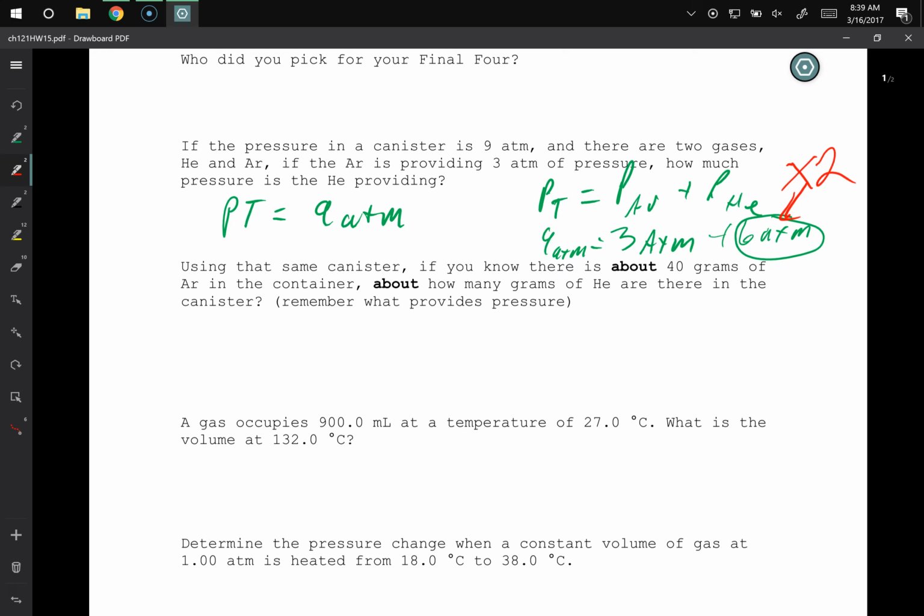So why is this helium providing 2 times the pressure? There's twice as many of them. That's the only reason, because they're in the same container. The container is obviously the same size and the temperature is the same. So the only reason helium is providing twice the pressure is because there's twice as many heliums.